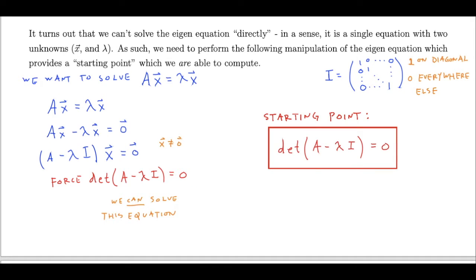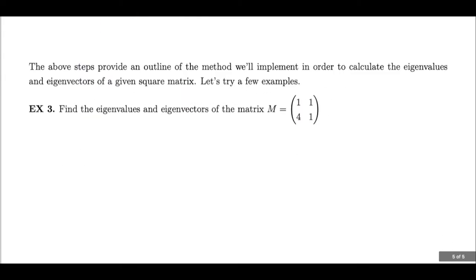This equation is not my final answer, but it provides a starting point. If I can solve this equation, that will allow me to identify what lambda needs to be, and then I can return to my initial Eigen equation, or any of these alternative forms of it, and then plug in those specific lambda values to eventually be able to find the corresponding x value. So anytime I'm asked to solve for eigenvectors and eigenvalues of a matrix, I'll always use this equation in the red box here as my starting point. Let me demonstrate that by working through a couple of examples.